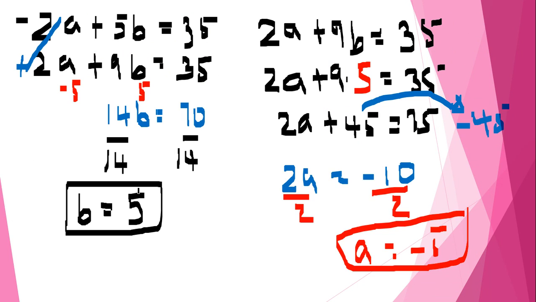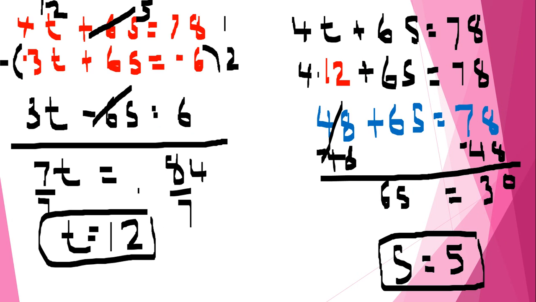Just a quick review of what we've done. On the first simultaneous equation, where we used the elimination method, fortunately we had a negative 2a and a positive 2a that we could see and cancel straight away. We worked out what b is, found that b equals 5, substituted b in one of the equations, and we found that a equals minus 5.